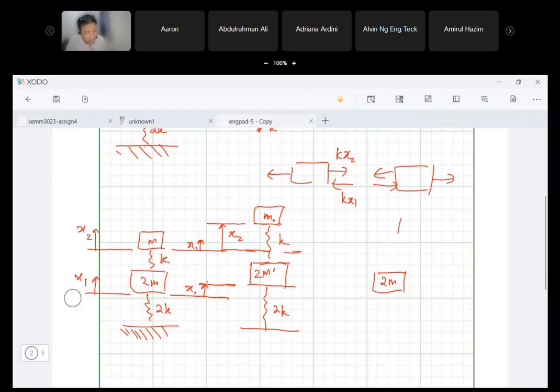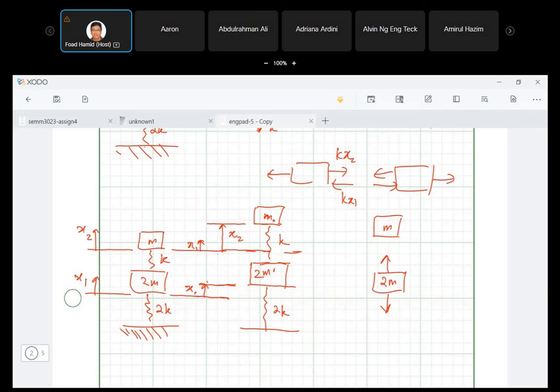Abdul Rahman, can you answer my question? The bottom spring, is it in tension or in compression? Tension. Okay, so the tension is this way, right? How about spring number 2? Should it be tension or compression? Tension, right? When I pull, both springs are in tension, right?